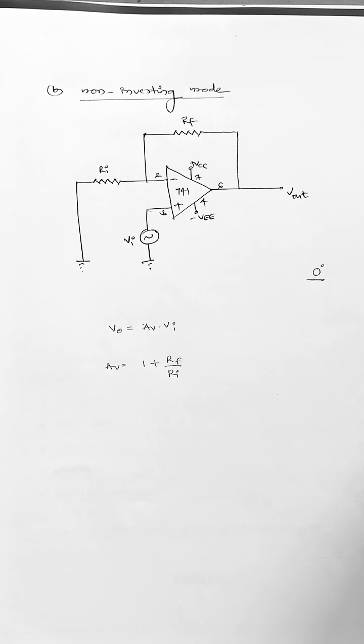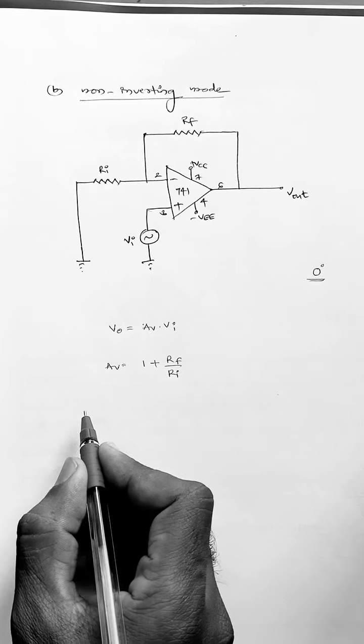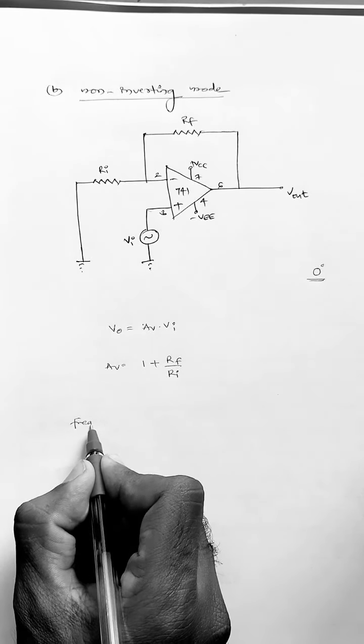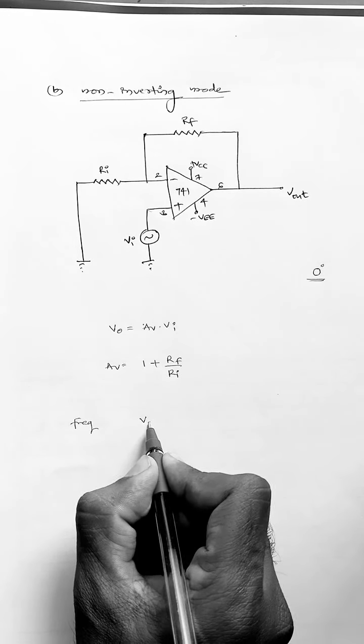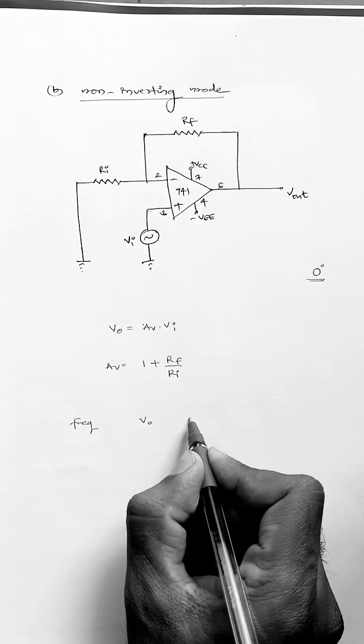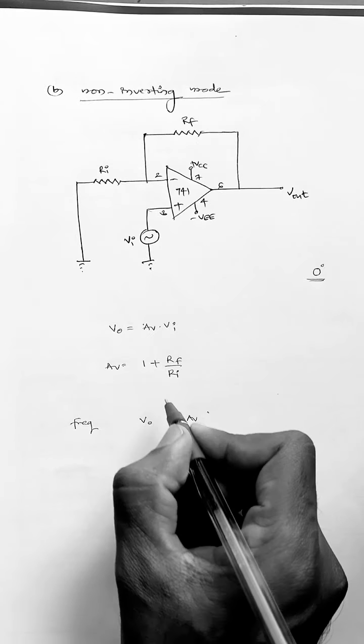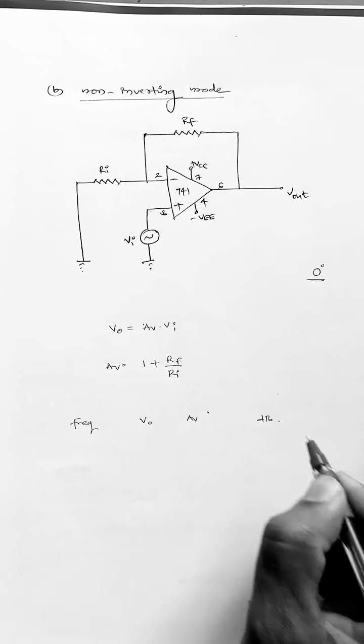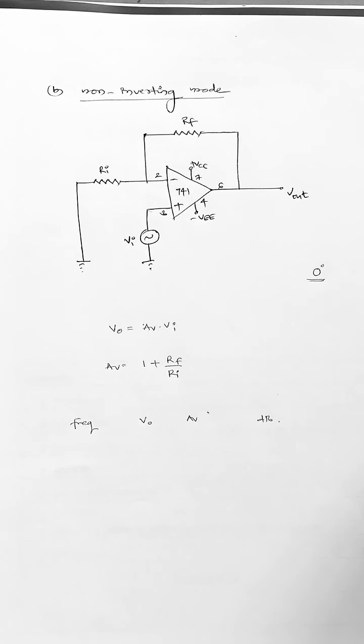Here also we will make use of a signal generator. We'll set some voltage and frequency. For different frequencies, we'll note down the output voltage. We'll calculate the gain, that is 1 plus RF by Ri, and convert this gain into decibels. Later, by making use of semi-log paper, we will draw the frequency versus the gain in decibels to get the frequency response of the non-inverting amplifier.